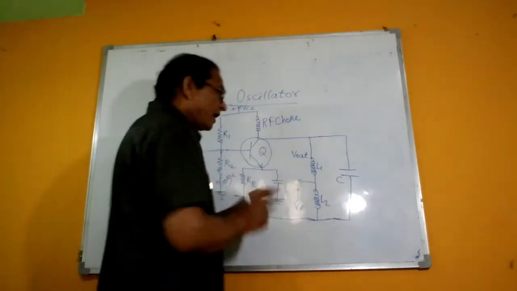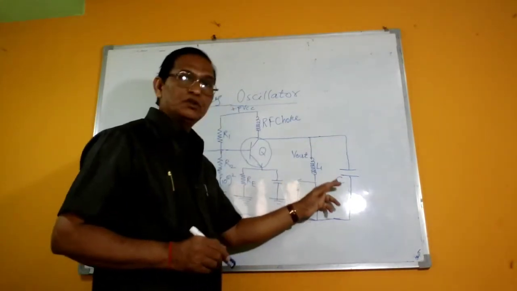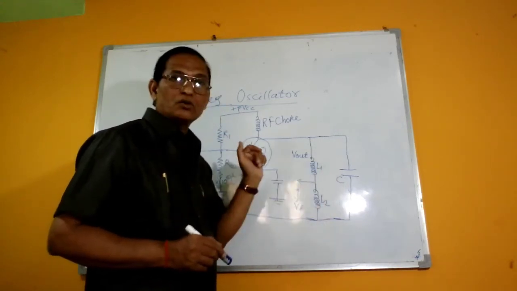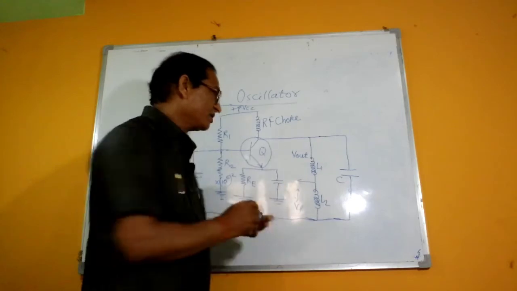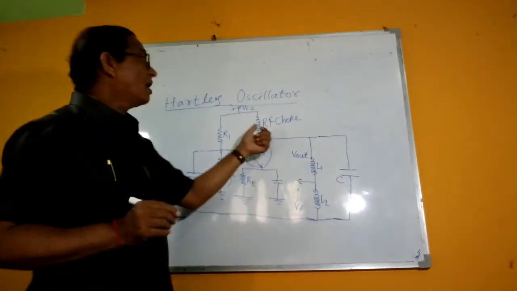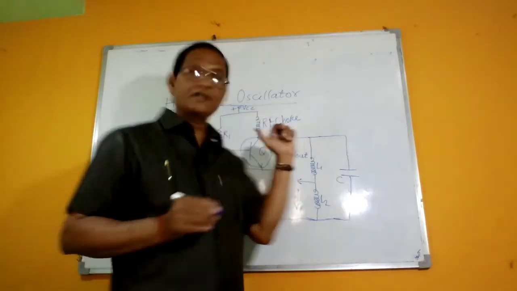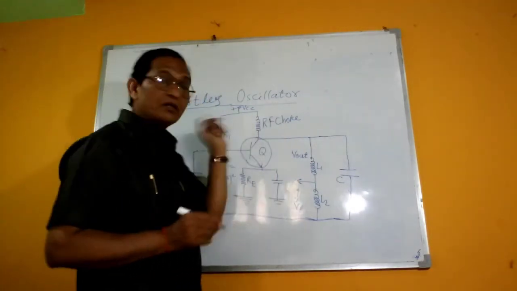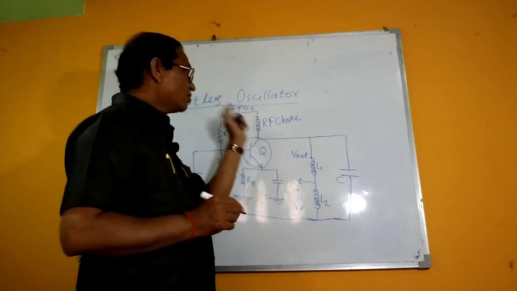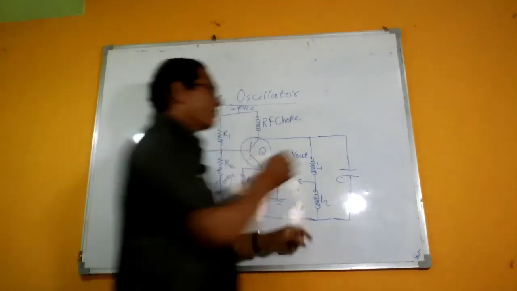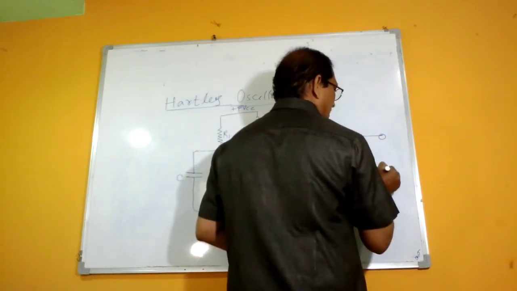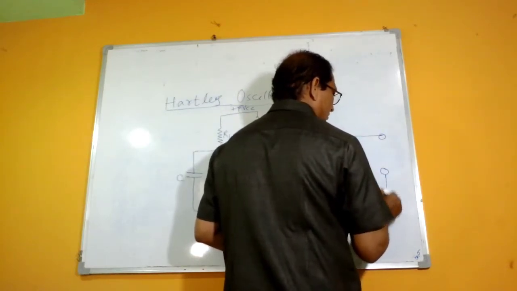Now the tank circuit consists of C, L1, L2. The L1 and L2 are to be tapped at the center. Here the RF choke decouples the AC mains, so that it will not affect the output voltage which we are measuring across these terminals.